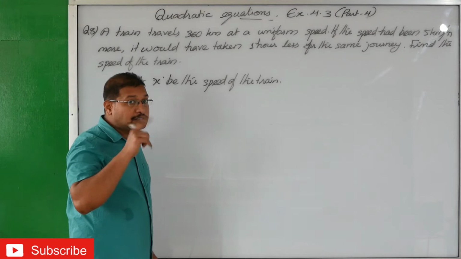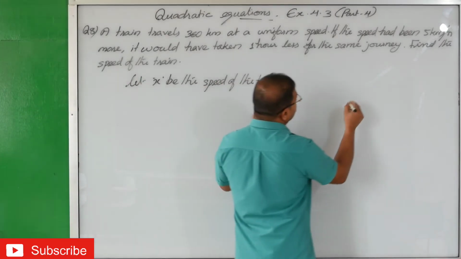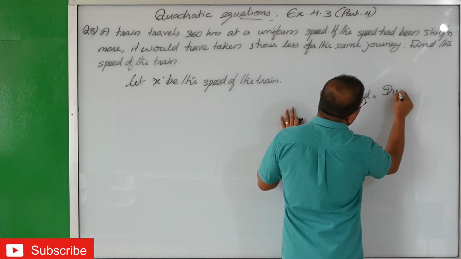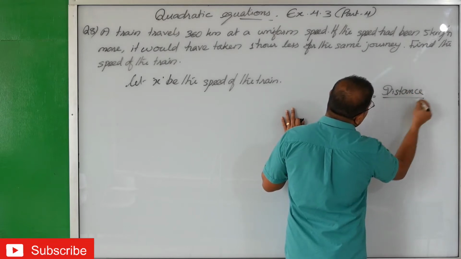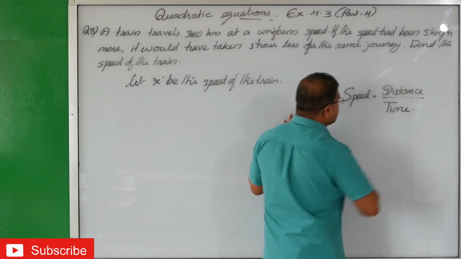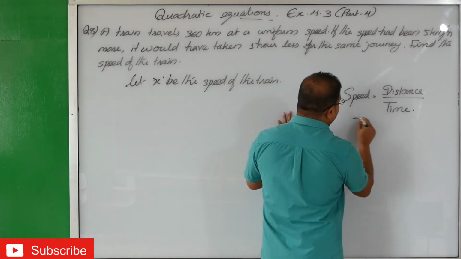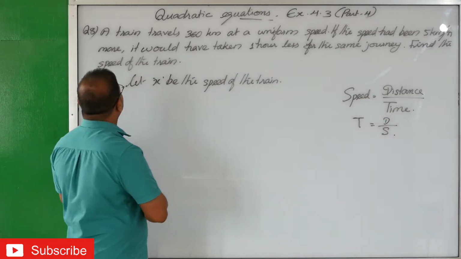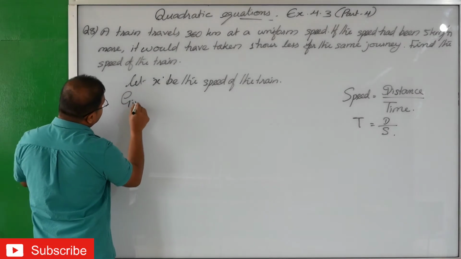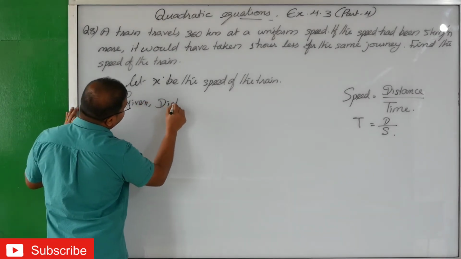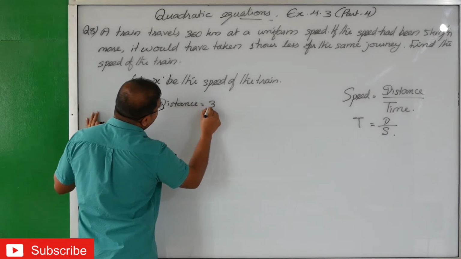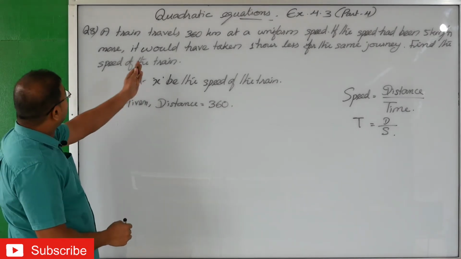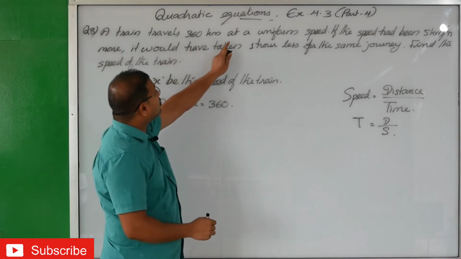Ready? Now we should know some formulas. First one, speed equals distance by time. Very important. Speed equals distance by time. From here, if you want time, time equals distance by speed. That will be used now. Ready? Now here, the distance is already given. What is the distance here? Given distance equals 360, isn't it?